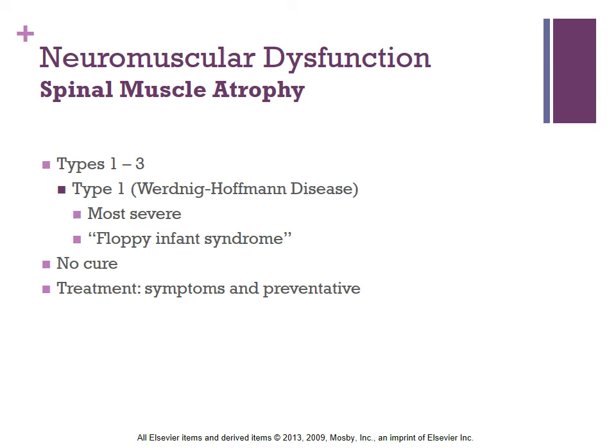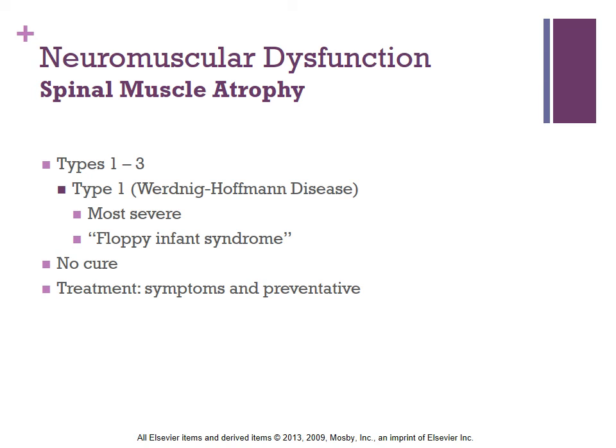There are three types, types 1 through 3. Type 1, which is Werdnig-Hoffmann disease, is actually the most severe, and it's known as floppy infant syndrome. They're known as the non-sitters. Type 2, you'll see labeled as a sitter, so they can sit up, and then type 3 are walkers. And then as far as how long they live depends on what type they have, but type 1 usually will not survive past 3 to 6 months, depending.